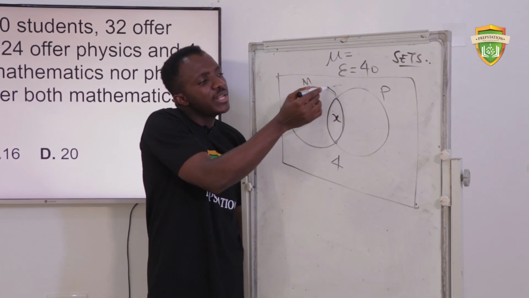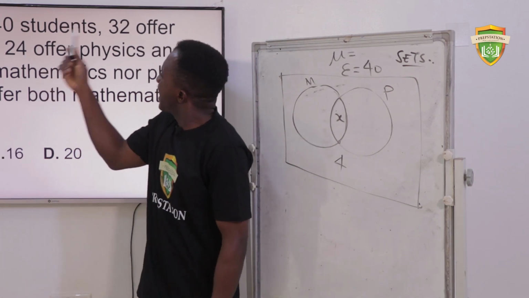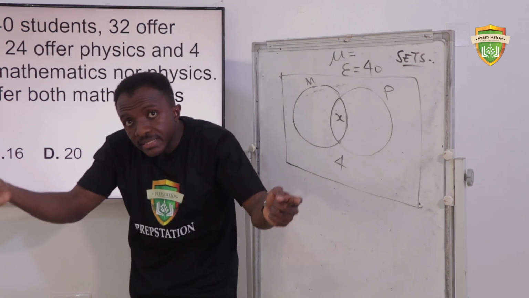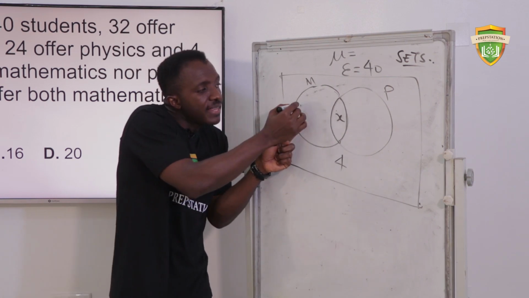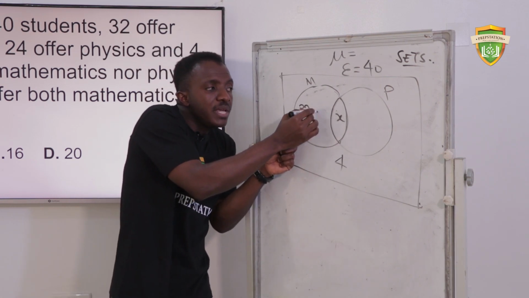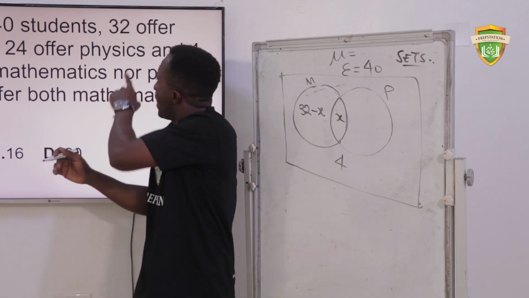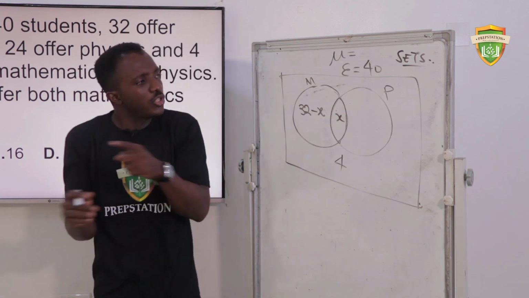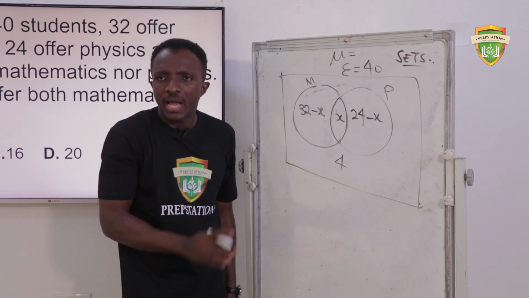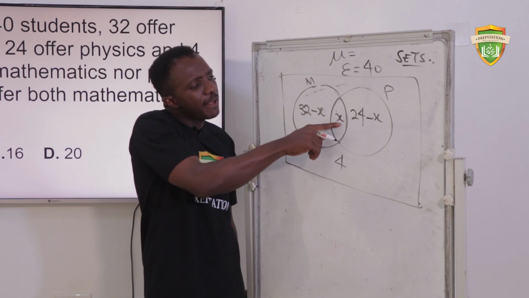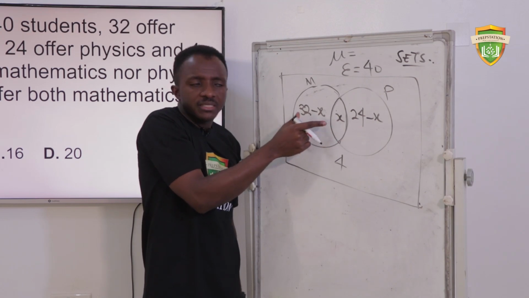So how many students offer only mathematics? Note this. It is stated here that 32 of them offer mathematics. So if this number offers math and physics, the number that offers math alone would be 32 minus X. I hope that is clear. Now, whereas 24 students offer physics, the number that offer physics alone would be 24 minus X. I hope this is clear. If we add these 2 together, we get 24. If we add these 2 together, we get 32.